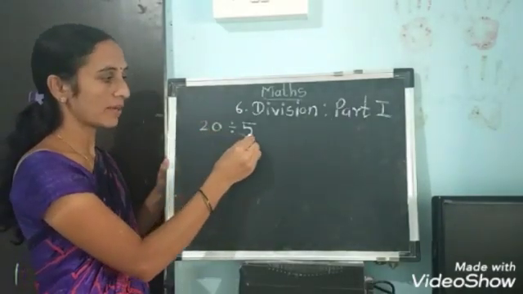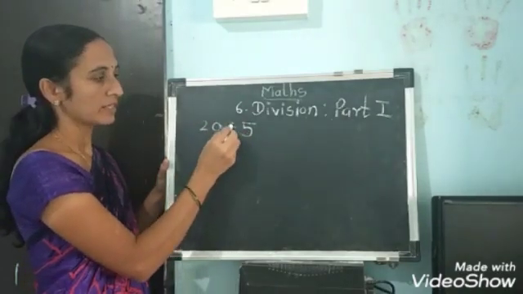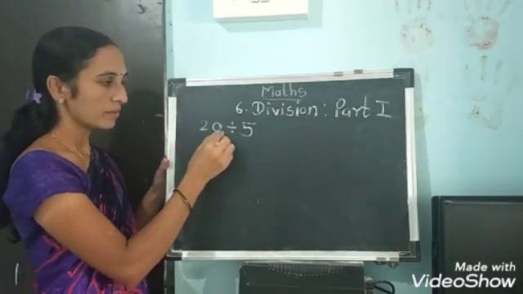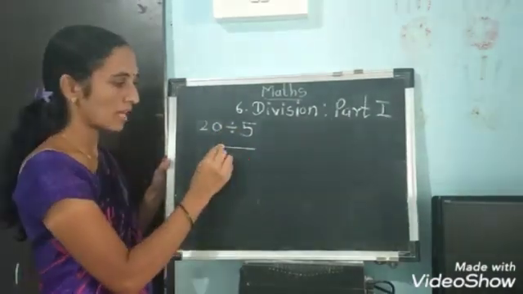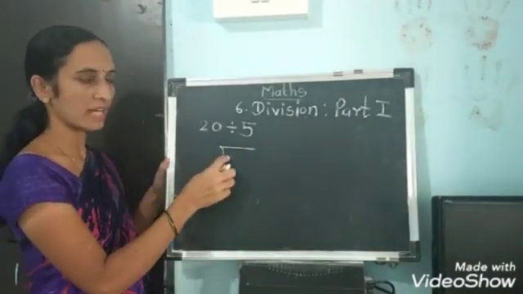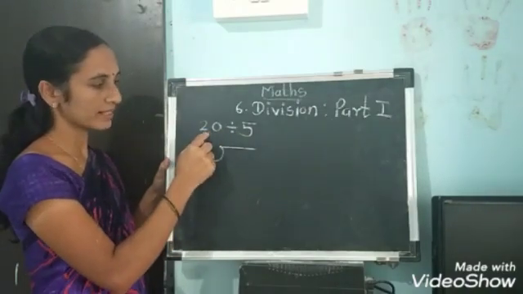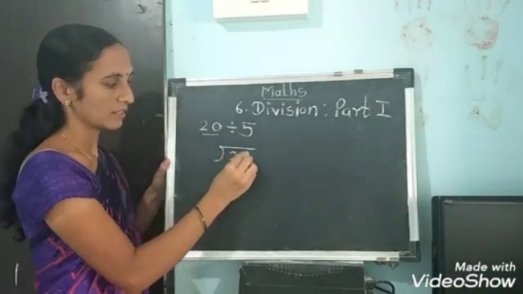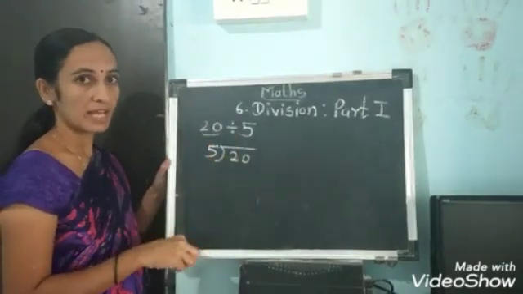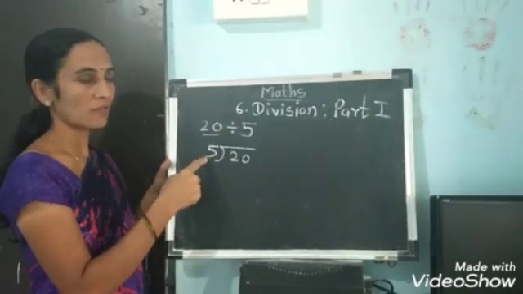20 divided by 5. How to read this? 20 divided by 5. This symbol we use for division. To solve this example, we have to use this symbol. What I have told, which is the bigger number in this? This is the bigger number, write 20 inside. This is the smaller number, write it here. Now which table do I have to say, 20 or 5? I have to say the table of 5.